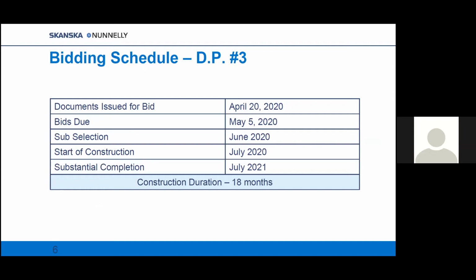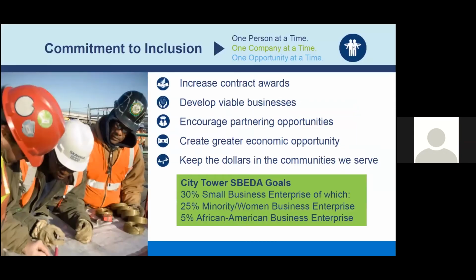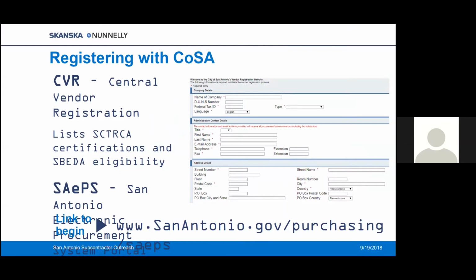The project, being a city job, does have small business and minority business goals. You can see here a couple of things that can help. One, for us to count you, and two, to make sure that you're registered, is to register with the City of San Antonio. There's been already discussion about having to be registered and be within Bexar County or surrounding counties to count. So please do that, even if you are already SCT, RCA certified. There's a link here. I'm sure it'll get brought up again.